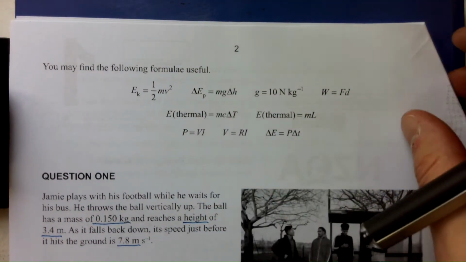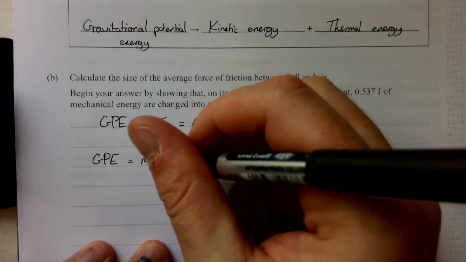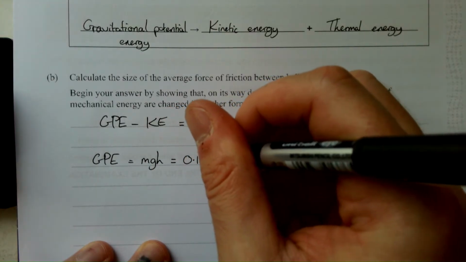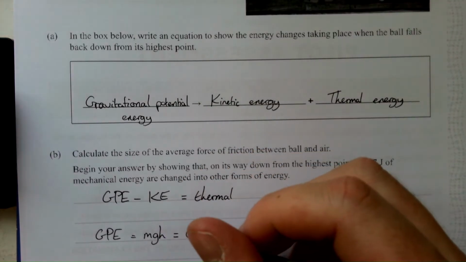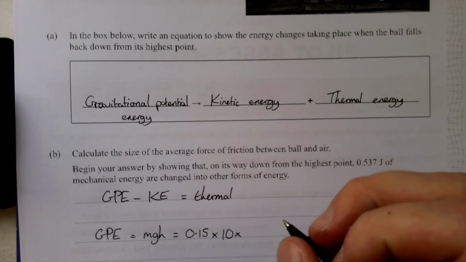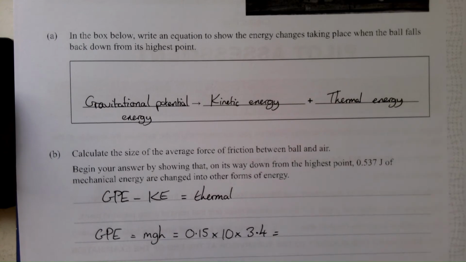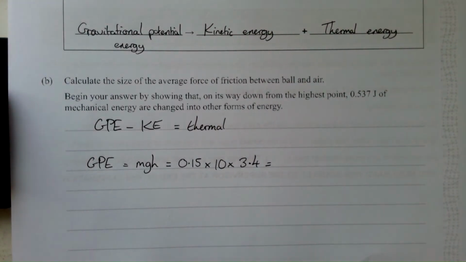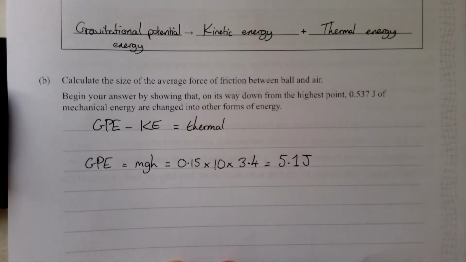Up here. mgh. The mass of the ball was 0.15. It's one of those things we underlined in the very first part of the question up here. Gravity is 10 according to the information at the top of the page, and the height that the ball had was 3.4. So then you simply work out what that equals. 0.15 times 10 times 3.4. And so there were 5.1 joules of GPE.